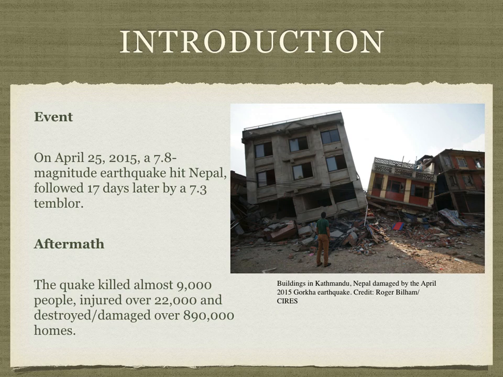This quake killed close to 9,000, injured over 22,000, and collectively damaged or destroyed over 890,000 homes, leaving millions of people homeless and displaced. The inevitability of seismic activity in Nepal continues to leave massive devastation in its wake, and the 2015 disaster left reconstruction cost estimates at up to $9 billion.